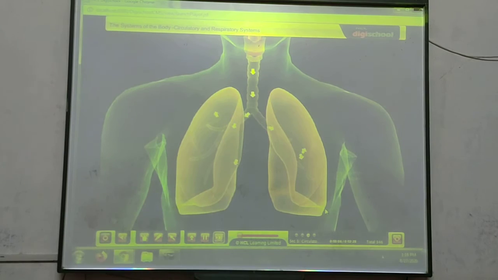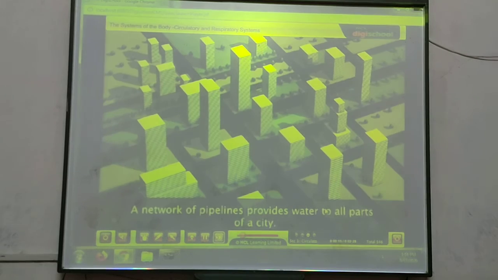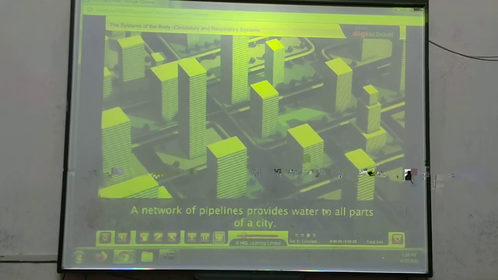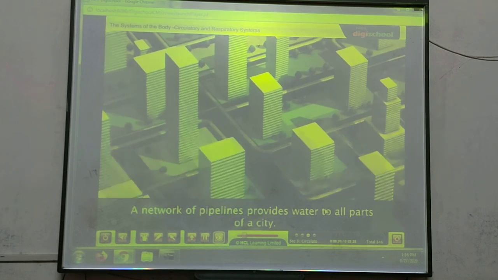We have seen how oxygen enters the blood in the lungs. How does this oxygen-rich blood reach all parts of the body? Just as networks of pipelines provide water to different cities, there is a large network of pipelines in our body too. What is the function of this network?